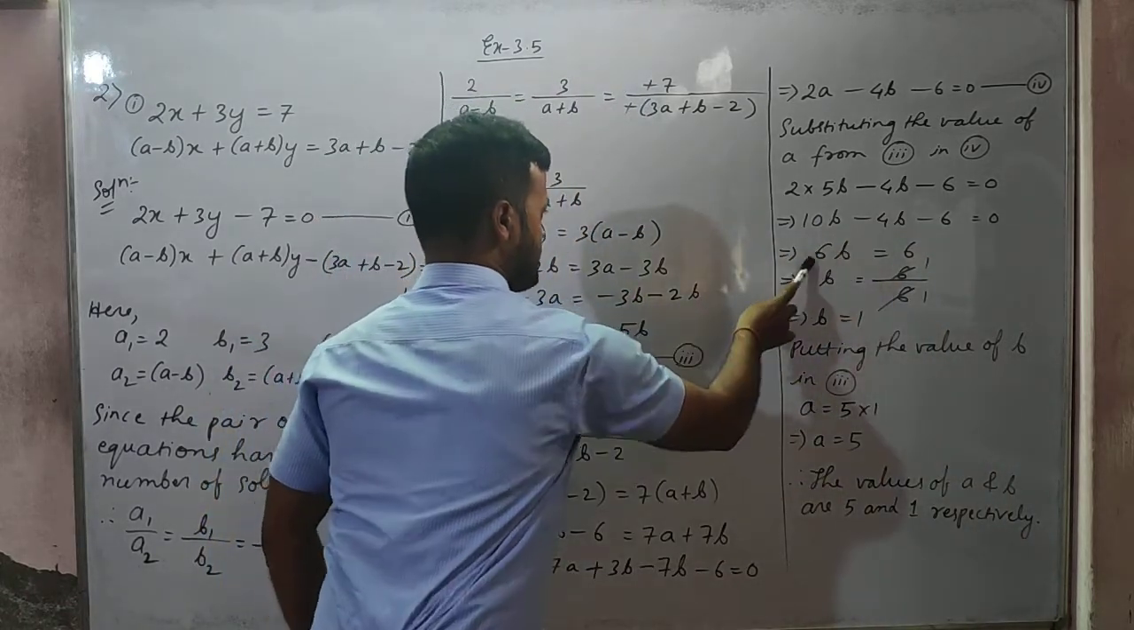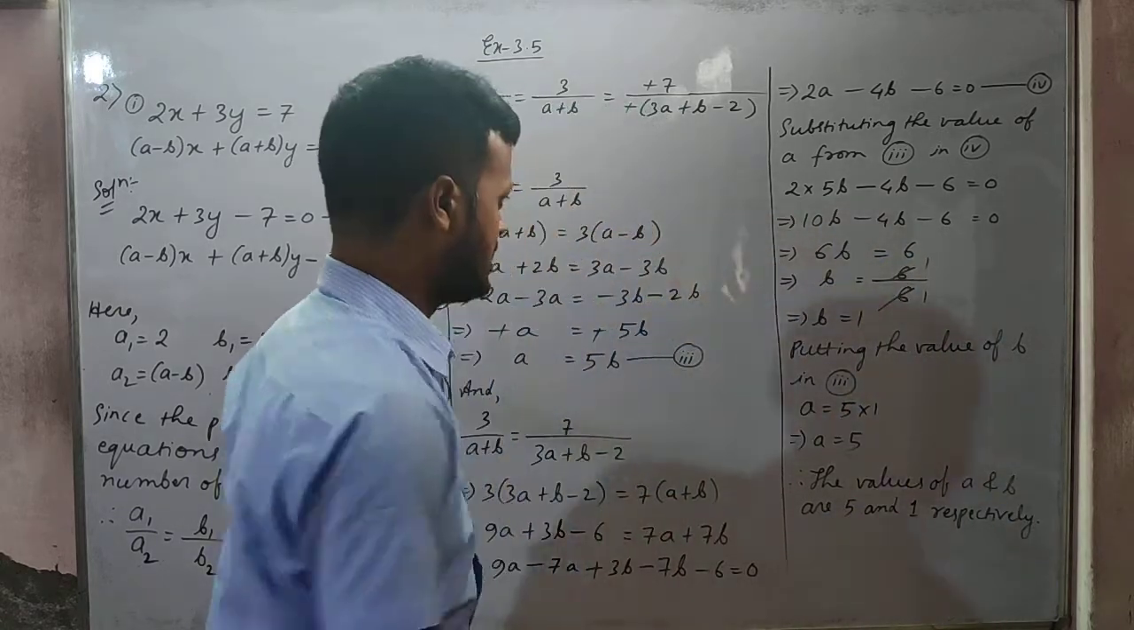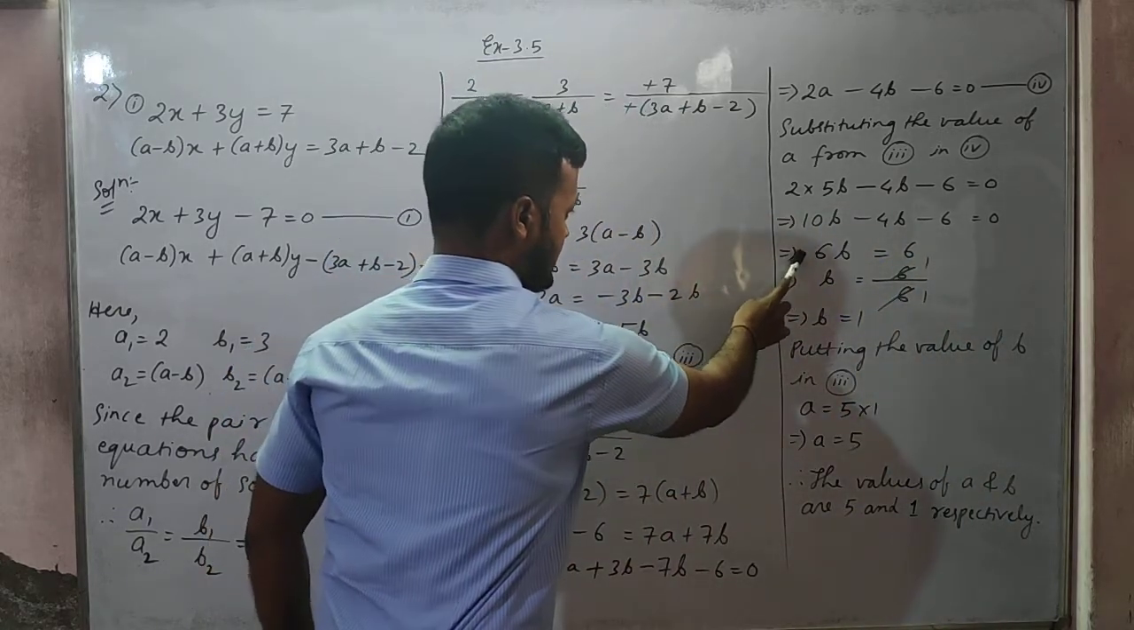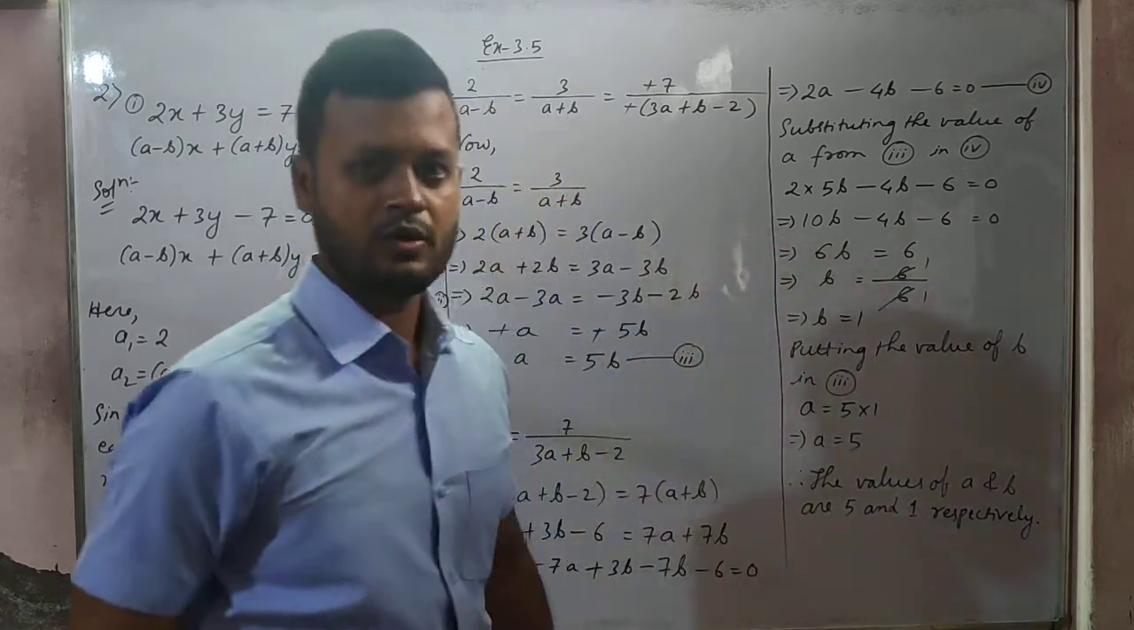10b minus 4b will become 6b, and this minus 6 is here, I will take to the right hand side, it will become plus 6. 6 is multiplied here, isn't it? If I take it to the other side, it will get divided. So 6 and 6 is cancelled, b is equal to 1.